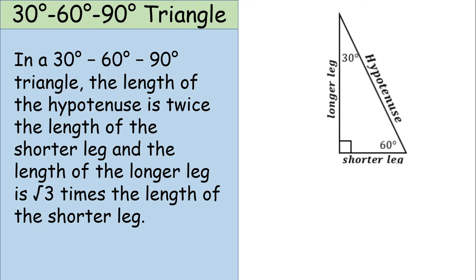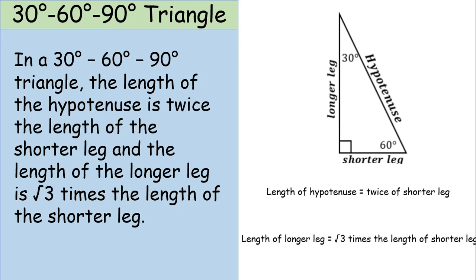Kung makita nyo, yung katapat ng pinakamaliit na angle, which is 30 degrees, is the shorter leg. At yung katapat naman ng pangalawang mas malaking angle, which is 60 degrees, is yung longer leg. Tapos, yung katapat ng pinakamalaking angle, which is 90 degrees, is the hypotenuse. So, length ng hypotenuse natin is equal to twice ng shorter leg, tsaka yung length ng longer leg natin is square root of 3 times the length of the shorter leg.